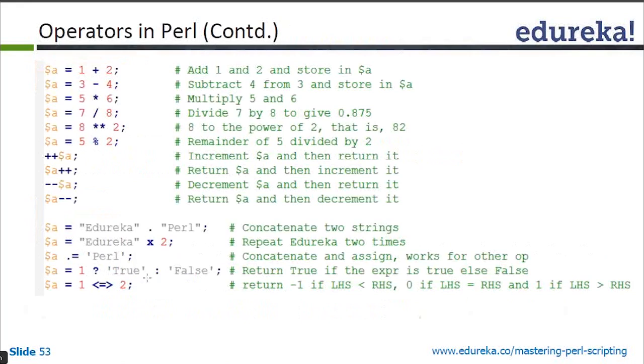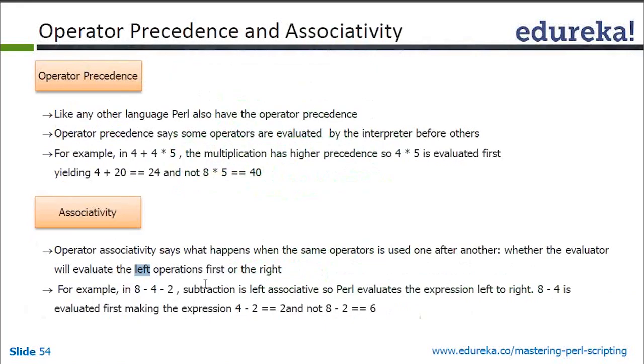So this is from left to right for the ternary operator. It is not from right to left. So it will not first assign false and then true. It will first take true and false. So it is left to right. Some of the operators will have right to left as well. So you can go through and understand. These are very much similar to C. For example, 8 minus 4 minus 2, subtraction is left associative, so Perl evaluates left to right. So 8 minus 4 is evaluated first, and then 4 minus 2, not 8 minus 2, equals 6.